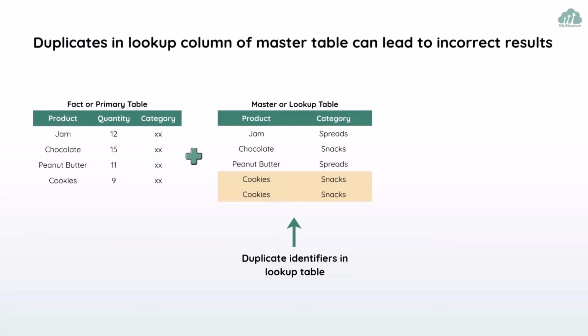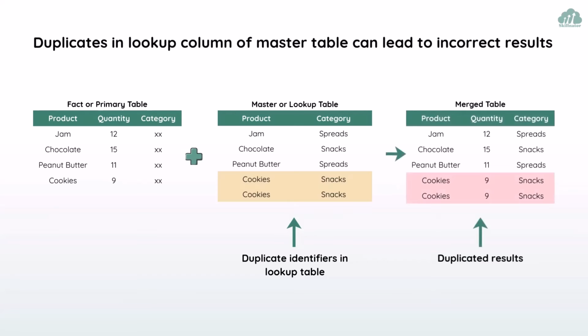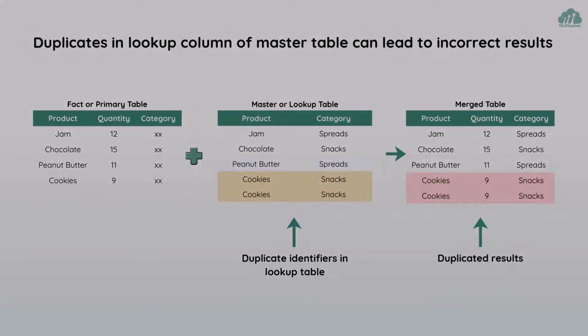If the matching column in the master table or the lookup table contains duplicates, Power Query will create duplicates in the primary table as well, and this can make your totals inaccurate. Let's walk through an example.